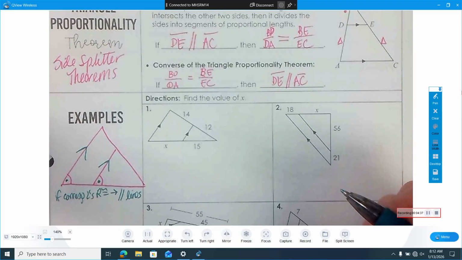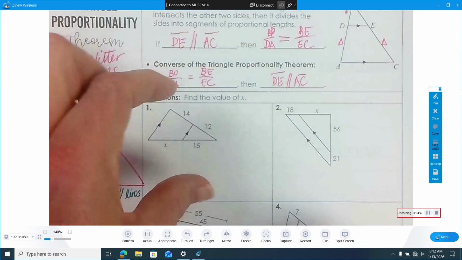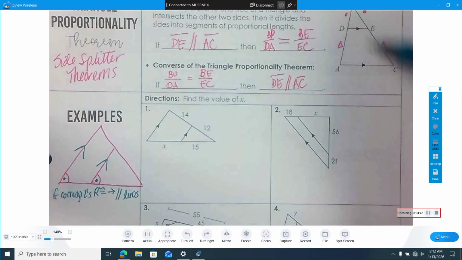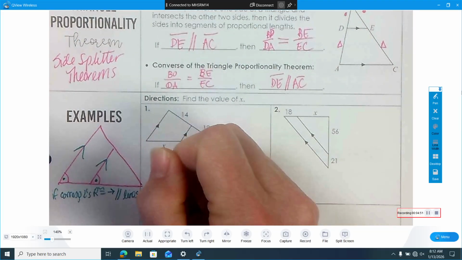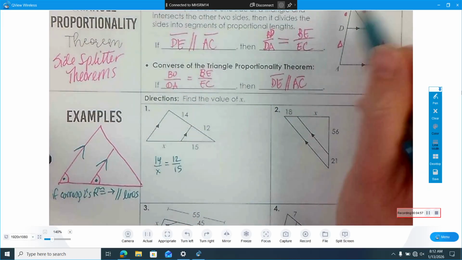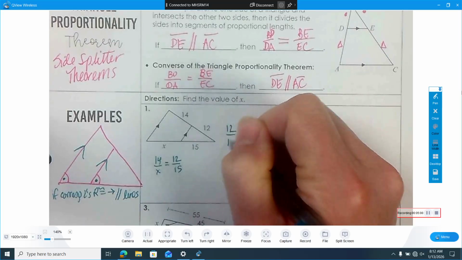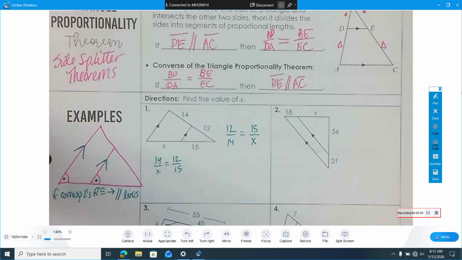There's lots of ways to do it. So this thing is just twisted around, right? You can rotate that a little bit, and then it's arranged just like this. We could do it that way. You could do 14 over x is equal to 12 over 15. If we followed this picture, we would write 12 over 14 is equal to 15 over x. Are these the same? Do we get different answers? They're set up differently. They're the same, aren't they? How come? You just cross multiply and you're going to get the same thing.